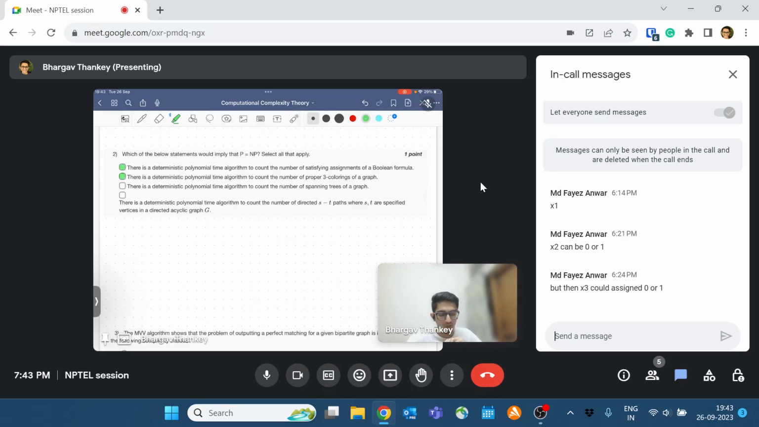Okay, so why is one correct? One is correct because if we can find a deterministic polynomial time algorithm to count the number of satisfying assignments, it shows that counting seems to be more difficult than actually getting the solution. Because if I can count the solutions, then more or less I have solved the problem. And in fact, in the lecture it was also mentioned that sharp P is even tougher than NP.